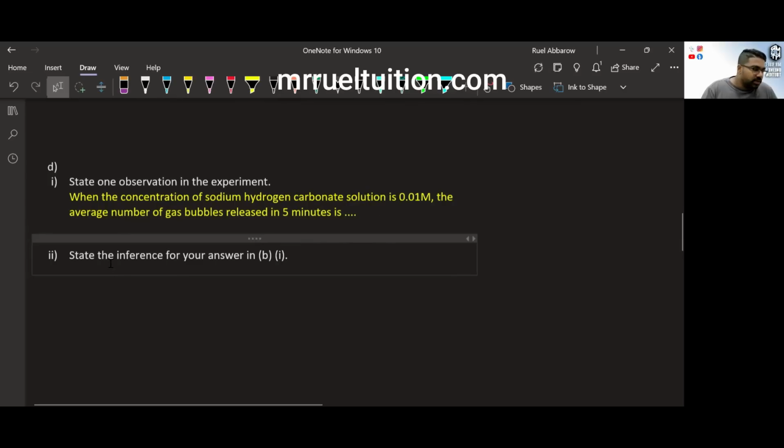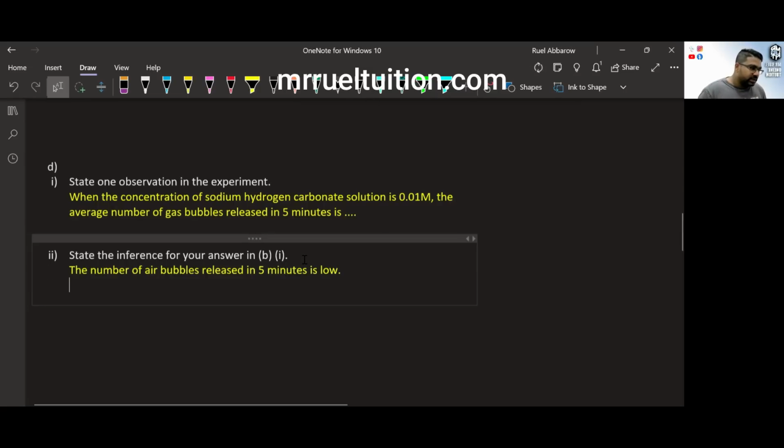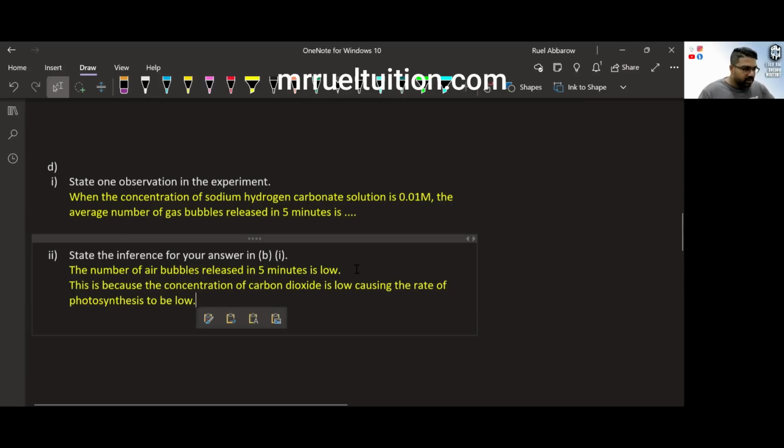Okay. So now we need to state an inference. Always remember, inference is simply: why is the observation like that? Why for 0.01 molar do we get this many bubbles in 5 minutes? The explanation here would be very simple. The number of air bubbles released in 5 minutes is low. This is because the concentration of carbon dioxide is low, causing the rate of photosynthesis to be low.